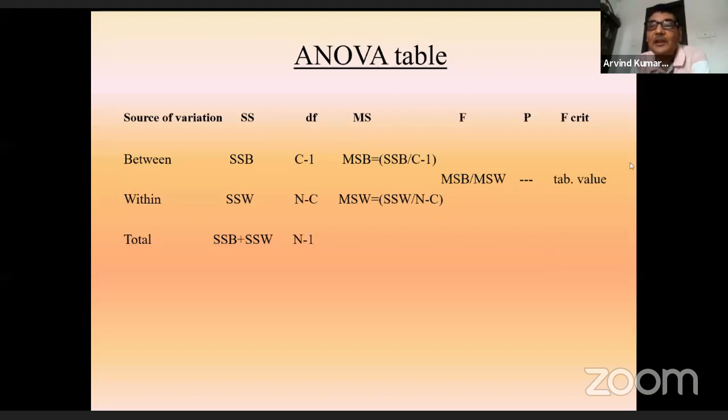Then F critical, that is the table value. F critical table value. I will tell you how this table value will be obtained.